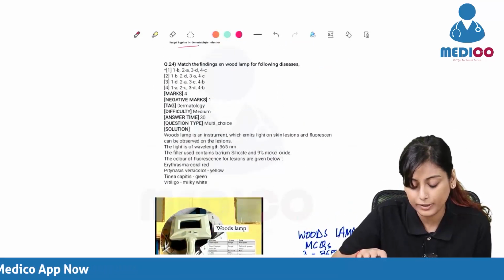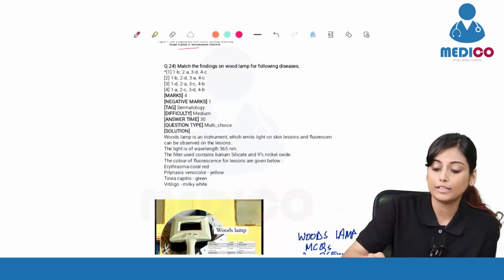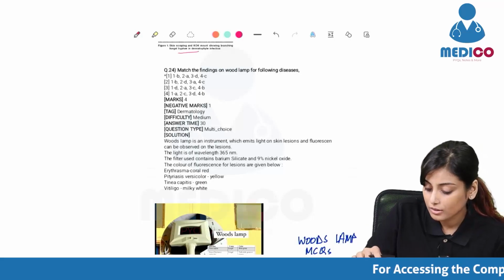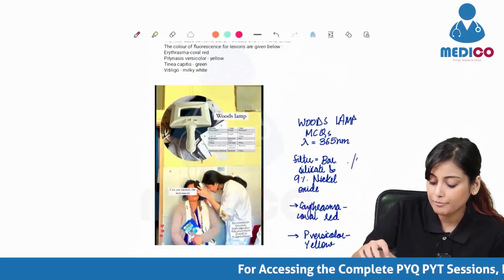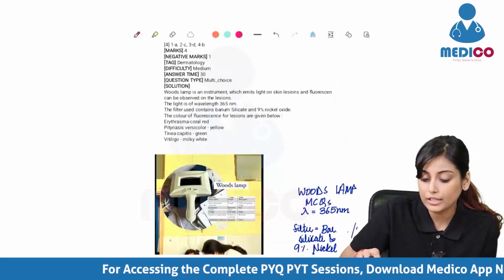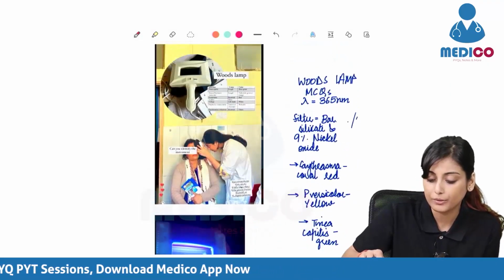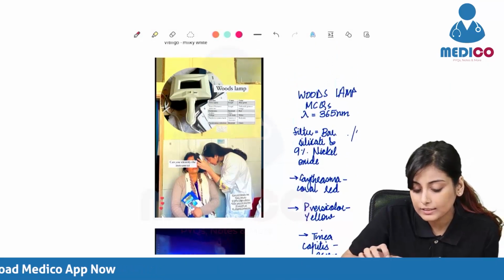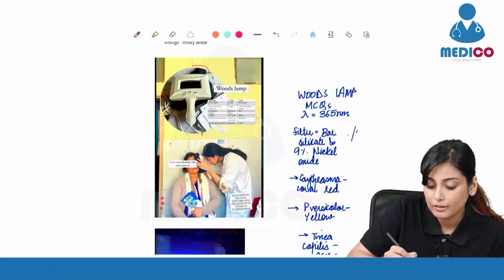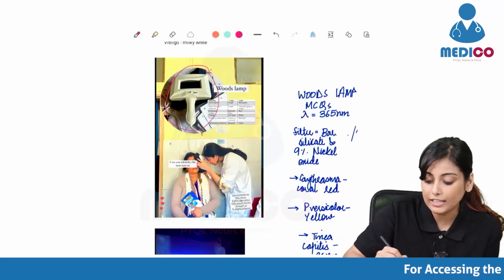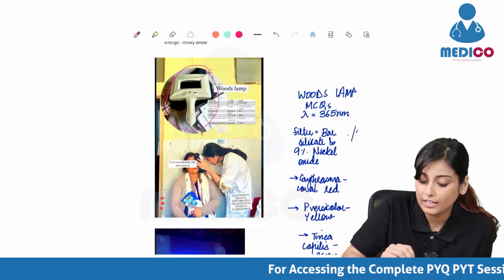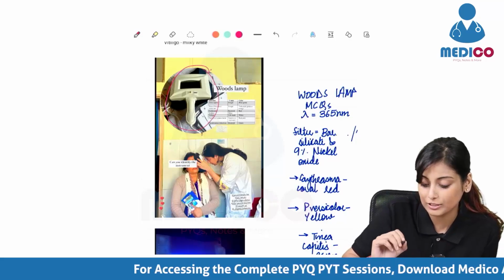Then there was a question. I think this was a very recent one. You had to match the Woods lamp finding with what you see when you place the Woods lamp over a particular area. So this is a Woods lamp, first of all. Second thing that I want you to notice here is that there are a few mistakes with the image.